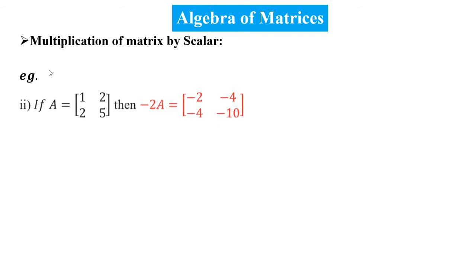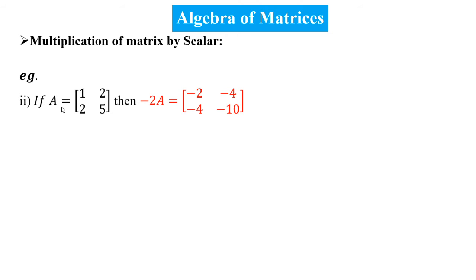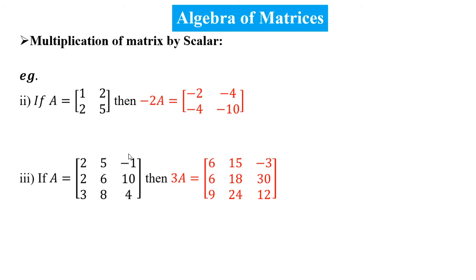Then another example. If A is a matrix of order 2 with elements 1, 2, 2, 5, we have to find minus 2A, and here minus 2 is the scalar K. So we multiply minus 2 by each element and we get minus 2 into 1 is minus 2, minus 2 into 2 is minus 4, minus 2 into 2 is minus 4 and minus 2 into 5 is minus 10. So it becomes another matrix known as minus 2A, and the elements are minus 2, minus 4, minus 4, minus 10. Let us see another example.